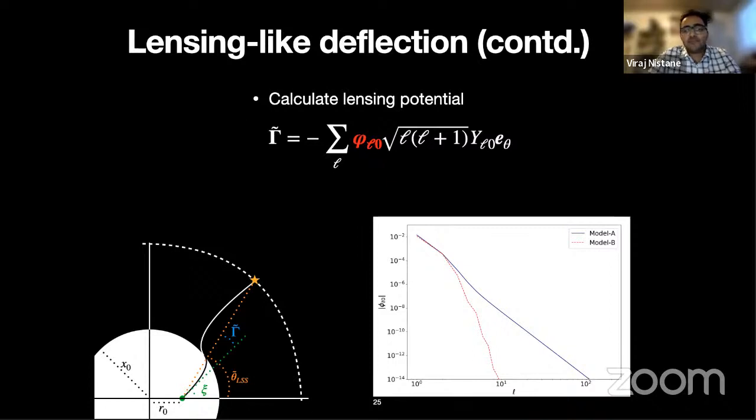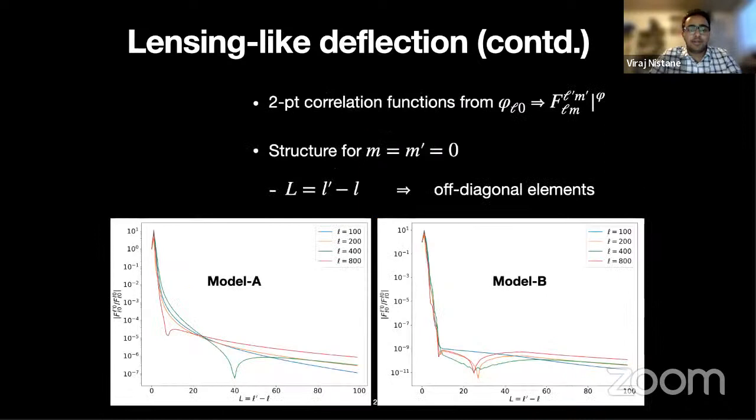To generalize, we can consider a rotated coordinate frame. The change to the rotated coordinate system does not change the result, though. So for the purpose of this talk, we will continue to use the frame in which only the m equal to 0 component of the lensing potential is non-zero. That is phi L0 here. And once we have the lensing potential, we can calculate 2-point correlation functions.